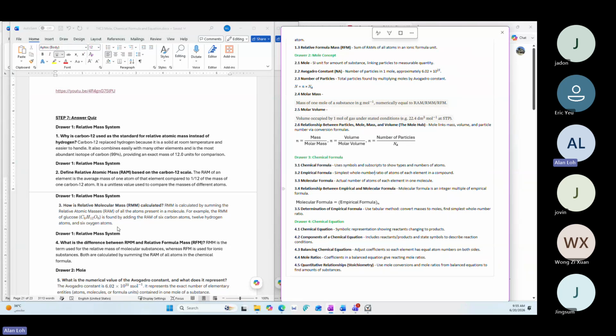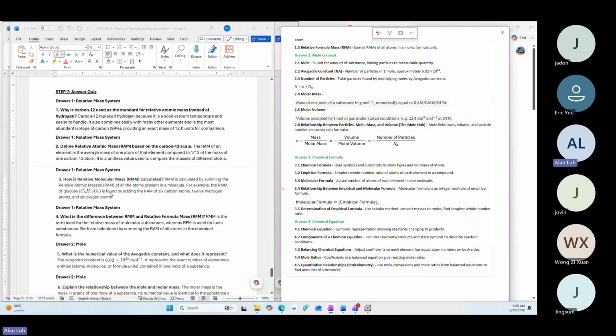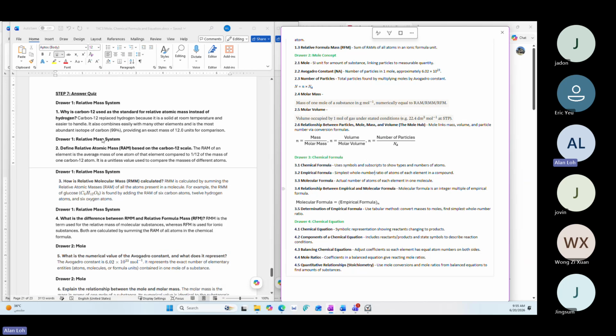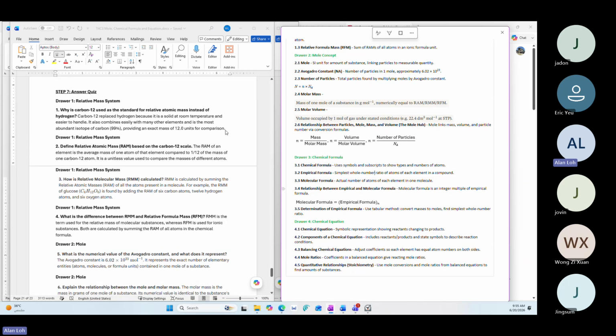Okay. Now, let's do step 7. Step 7 is the quiz where we will read the questions, then form your own answer by yourself before you read the answer. Then once you read the answer, identify what is the new information that you do not know or you haven't put in your answer, and discover that and put it inside your drawer.